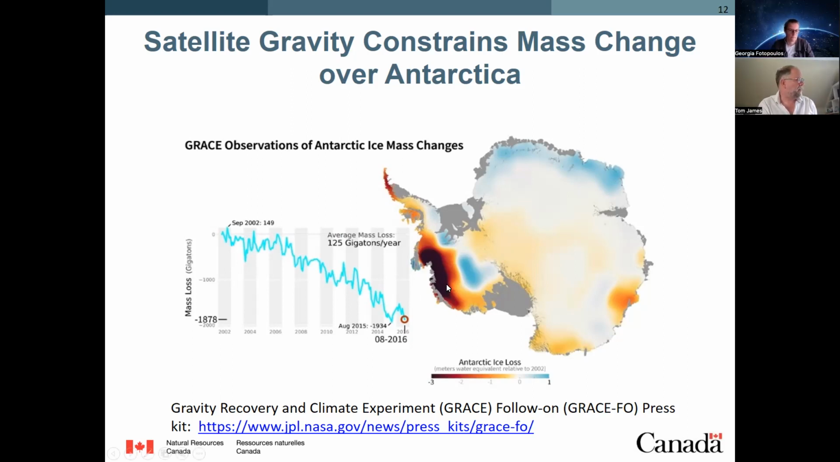And then the second thing is this area of West Antarctica facing the Amundsen Sea and containing the Pine Island Glacier and the Thwaites Glacier is the area of present largest mass loss. And again, it's a satellite gravity mission that's providing this kind of information.